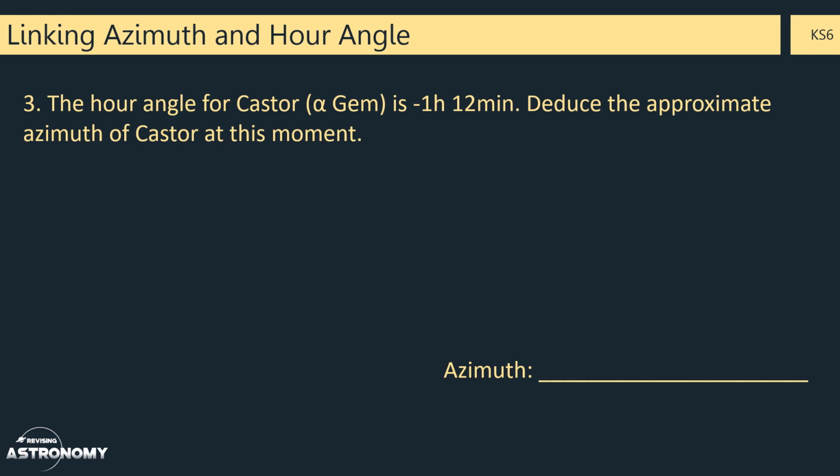So the hour angle for Castor is minus 1 hour 12 minutes. So again, we're going to work this out in a very similar way. We know that 180 degrees was our south, but this time because it's negative, that means that the star hasn't yet reached culmination, hasn't yet passed the meridian, and it's coming towards it. So again, we need to work out what 1 hour and 12 minutes would be.